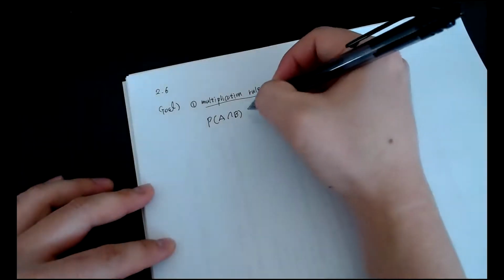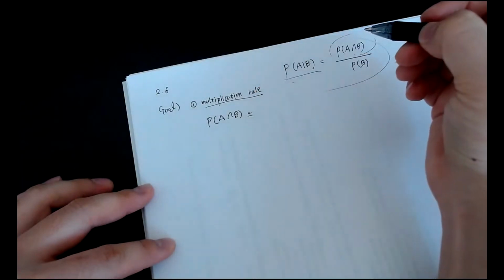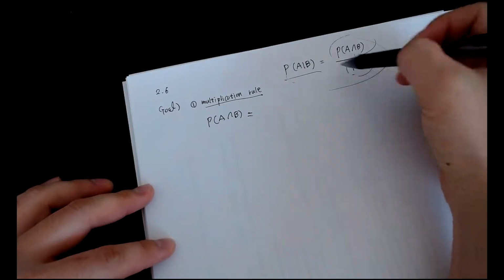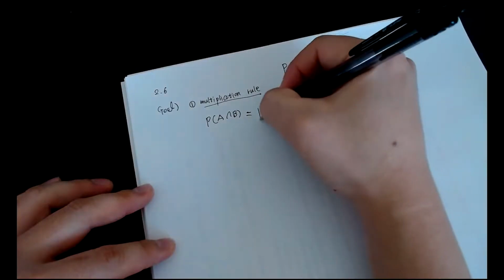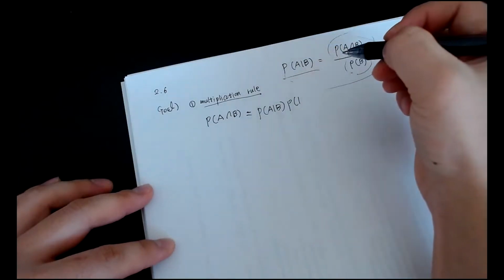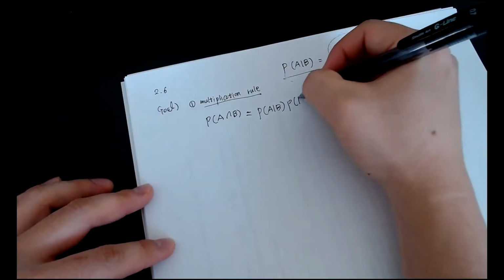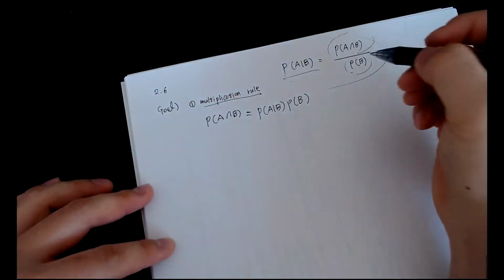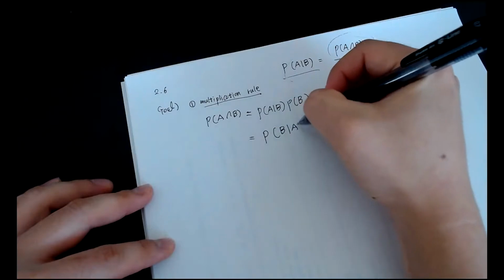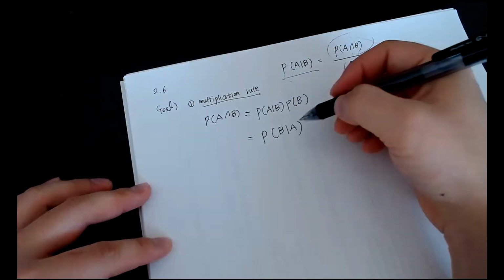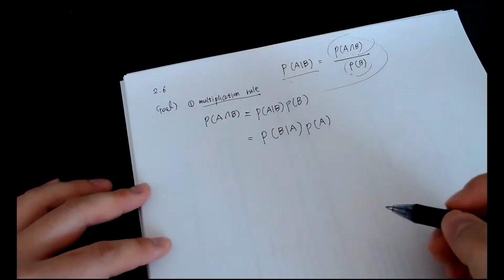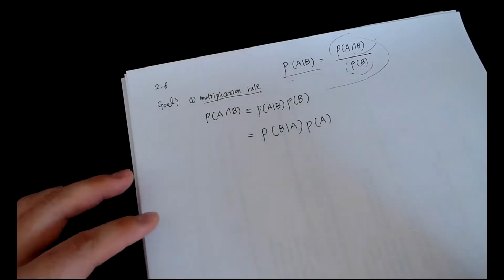So A intersection B can be expressed as follows: if we just multiply by P of B on both sides, we get P of A given B times P of B. Or we could express this as P of B given A times P of A, which means the probability of B given that event A has already occurred. So that's the probability multiplication rule.